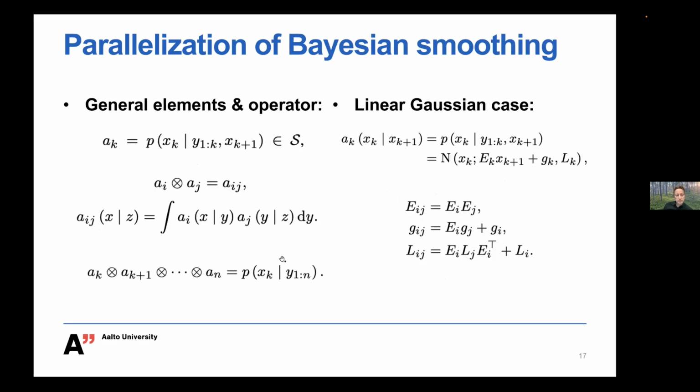And in the smoothing case, the elements will be this kind of block conditional densities. And then the operator is slightly simpler than in the case of filtering. And then it turns out that you can show that this backward version of a prefix sum will be the smoothing distribution. And as the Kalman filter is a special case of the Bayesian filter, something called the Rauch-Tung-Striebel smoother is a special case of the Bayesian smoother. Then this operator reduces to a set of matrix operations like this.